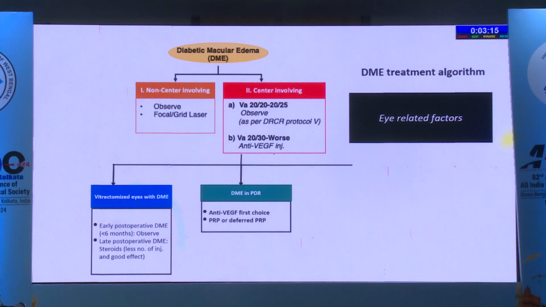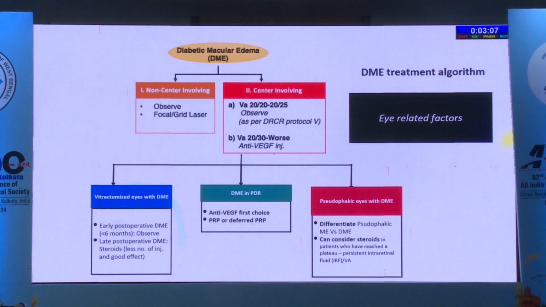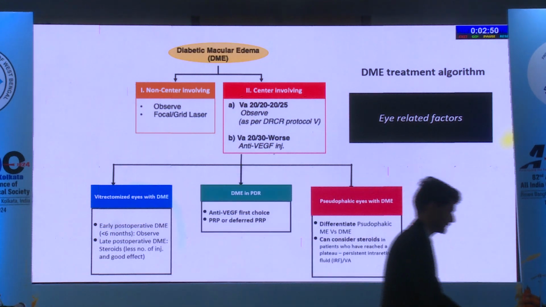You can do PRP or you can even do a deferred PRP, meaning that you give an anti-VEGF and then followed about a couple of weeks later completing your PRP. If it's a pseudophakic eye with DME, it is important to differentiate whether you're dealing with a pseudophakic or diabetic edema, or they have both components. Both have to be tackled together. You can consider steroids in these cases as an initial choice too.